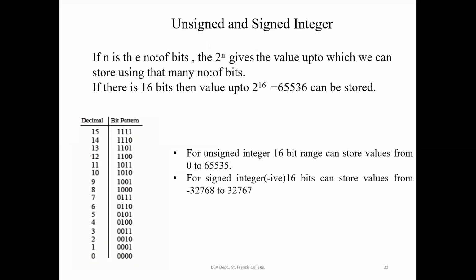I think you might have studied that to represent up to 15, you need only 4 bits, right? Up to the number 15, starting from 0. This is determined by 2 raised to n, where n is the number of bits. Is it clear? I'm just giving some information. So if there are 16 bits, I can store up to 2 raised to 16. What is 2 raised to 16? 65,536.